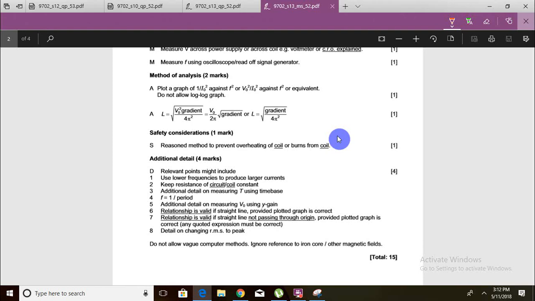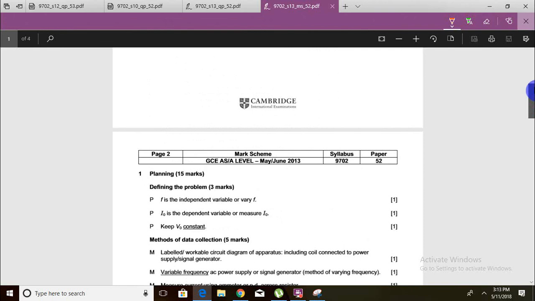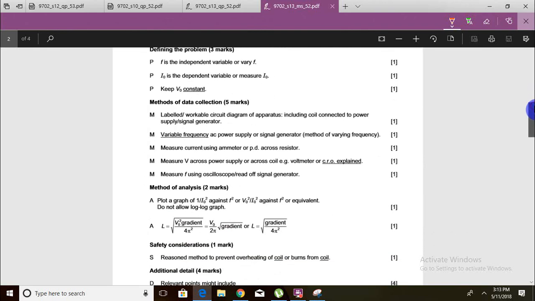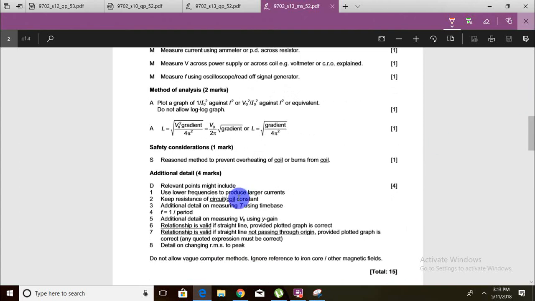Done. Additional detail on measuring V naught using Y gain. Done. Relationship is valid if straight line provided plotted graph is correct. Done. Is valid if straight line does not pass through the origin. Detail on changing RMS to peak. Done. So we have 1, 2, 3, 4, 5, 6, 7, 8, 9, 10, 11, 12, 13, 14, 15. If you wrote this, you're probably going to get full marks.